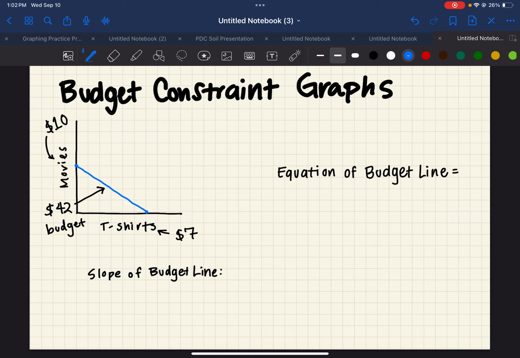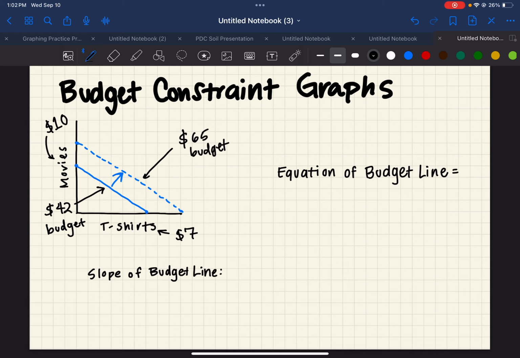So what happens if we get a raise and we have a larger budget to spend? Let's say that our budget goes up to $65. Well, for $65, we could get 7 t-shirts, or we could go to see 6 movies. So here's our new budget line. So we've moved up. We've moved up with our raise. And that's $65 budget.